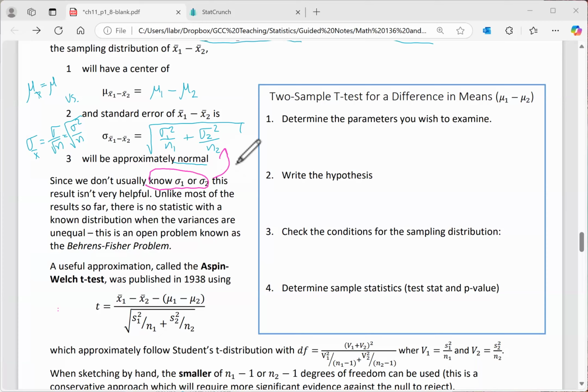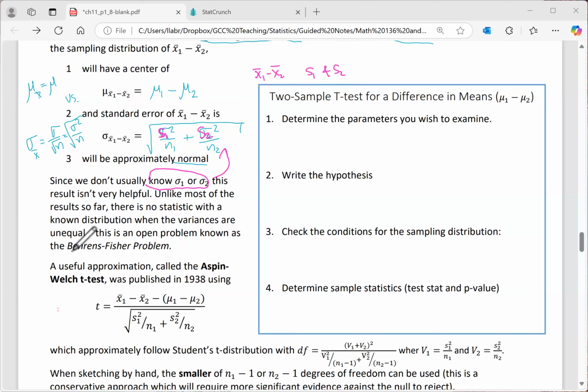Now, we're going to go ahead and just simply replace this with S. So we essentially say, well, what happens if you don't know sigma? We could try and use S, kind of like how we did before, but that would be a different distribution. And unfortunately, there is no known way to combine x1 bar minus x2 bar with S1 and S2, the sample standard deviations, to know the exact distribution.